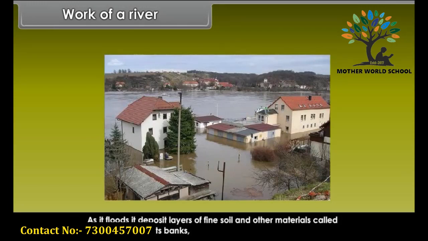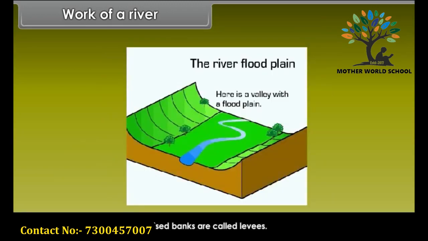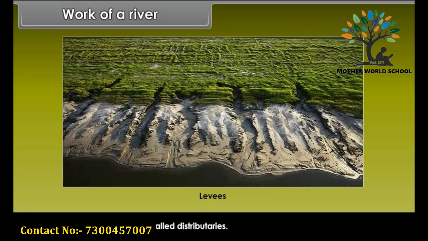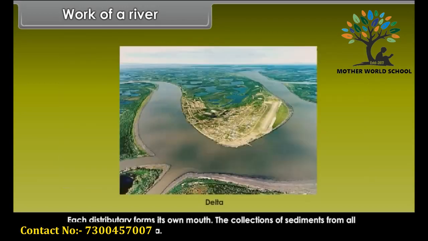As it floods, it deposits layers of fine soil and other materials called sediments along its banks, which leads to the formation of a flat, fertile floodplain. The raised banks are called levees. As the river approaches the sea, the speed of the running water decreases and it breaks up into a number of streams called distributaries. The river becomes so slow that it begins to deposit its load. Each distributary forms its own mouth. The collection of sediments from all the mouths forms a delta.